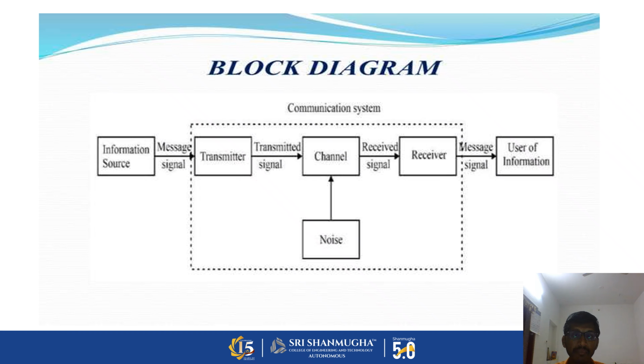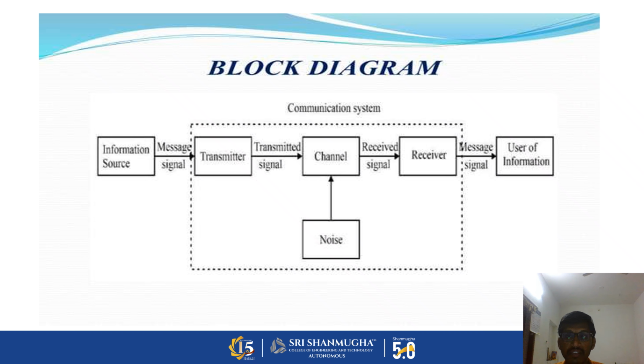First of all, information source. Information source generates a message signal. That message signal is transferred to the transmitter, and through the transmitter to the channel. That is called the transmitted signal. The transmitted signal is passed through the channel. The channel then passes the information signal, which is called the received signal.